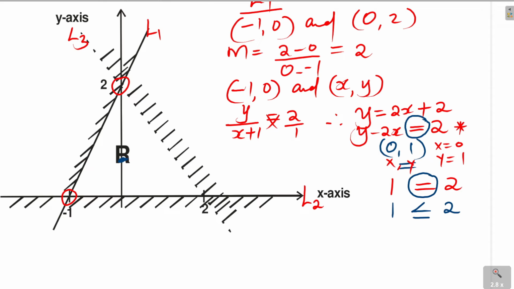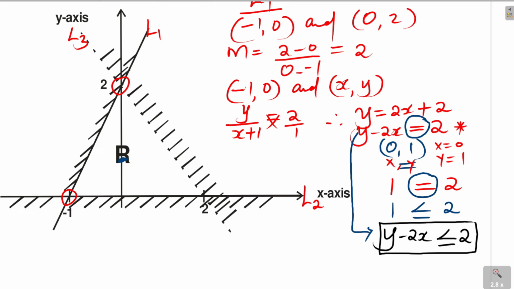It must be true because I've picked the point in the required region. Therefore, from there, now you come and pick your equation. So y minus 2x is less than or equal to 2. That is the inequality.